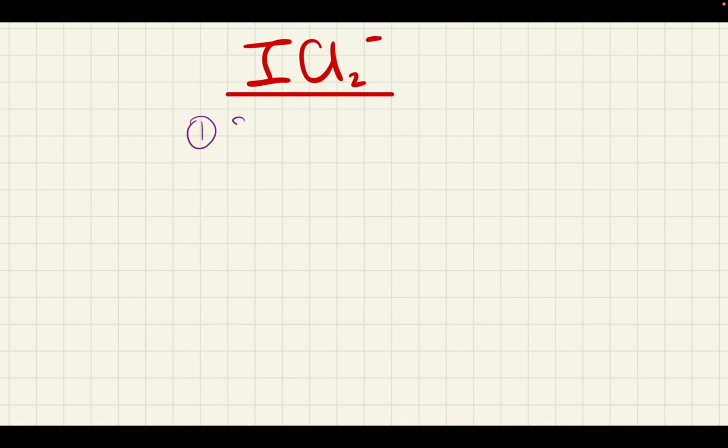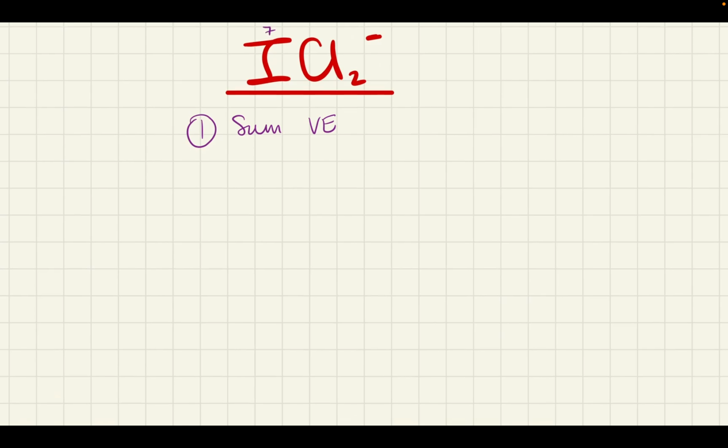Number one, sum the valence electrons. Iodine has 7. Chlorine has 7, but there's 2 of them. And this negative charge means there's an extra electron. Don't let that fool you. Negative charges mean there's extra electrons. Positive charges mean there's missing electrons. This extra electron doesn't necessarily belong to one of the chlorines. It could belong to any of the atoms. So don't assume that because the negative is next to the Cl that it has to be on the Cl either. All right, so that's a total of 22 valence electrons.